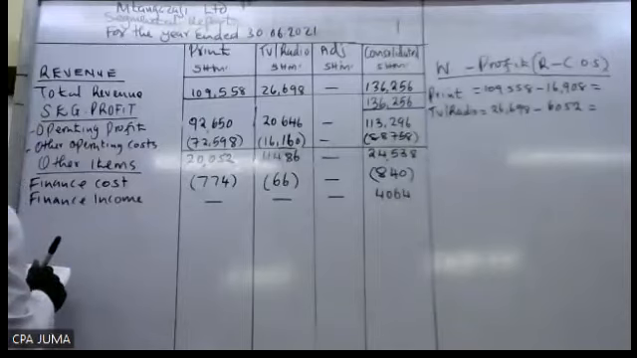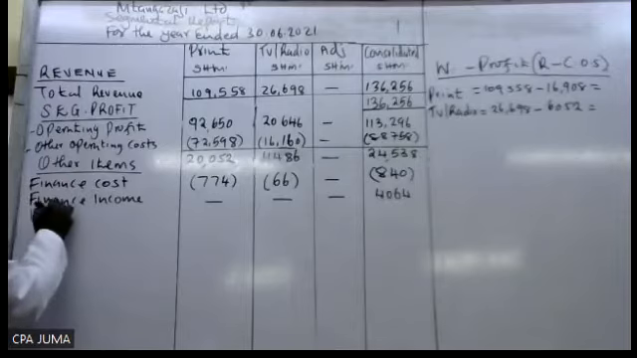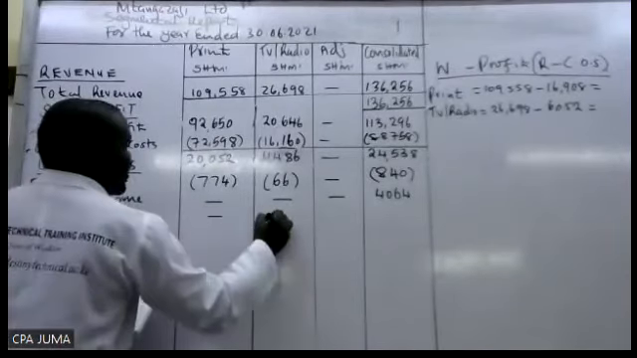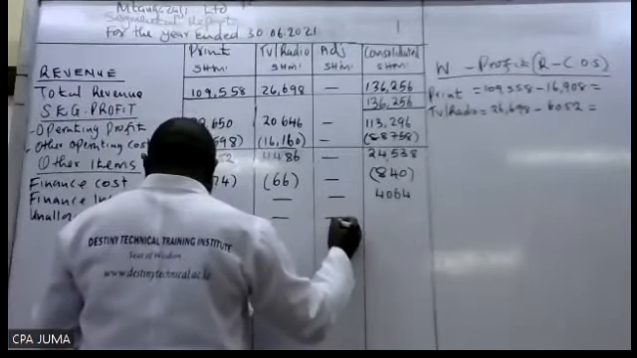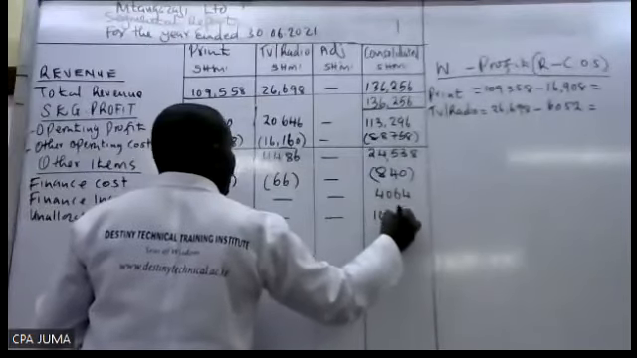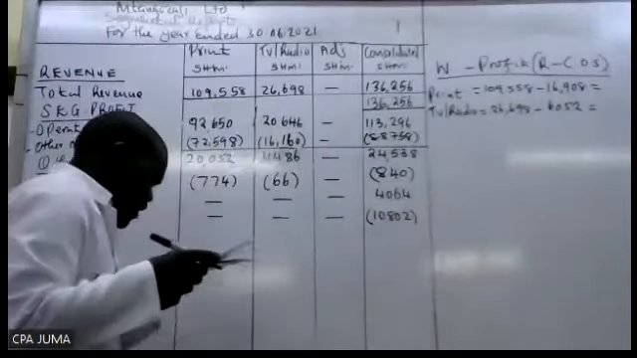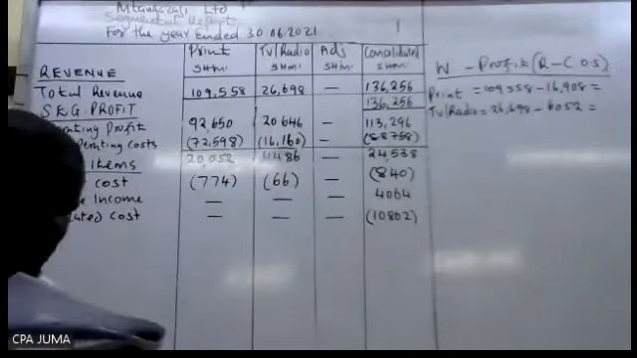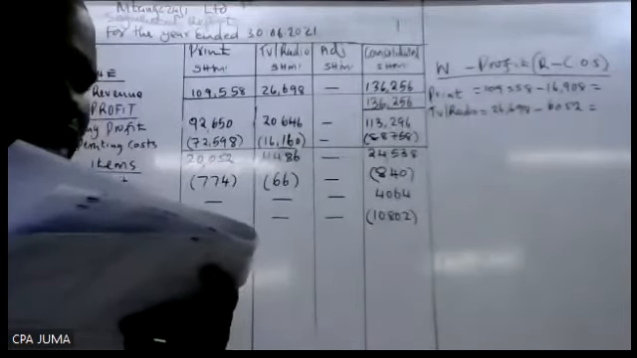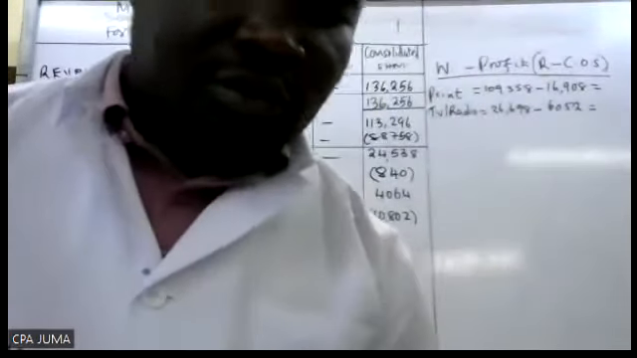Then other operating cost, there was unallocated. So unallocated cost, okay, there is no problem. Unallocated to the far end, it was how much? 10,802. That one you should subtract. Other operating cost, there is nothing. So can you make that adjustment?